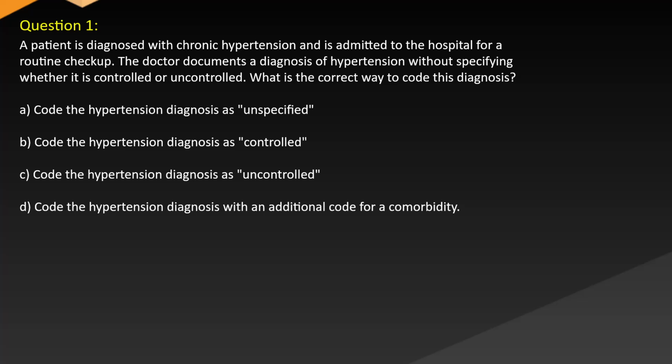Question 1. A patient is diagnosed with chronic hypertension and is admitted to the hospital for a routine checkup. The doctor documents a diagnosis of hypertension without specifying whether it is controlled or uncontrolled. What is the correct way to code this diagnosis?